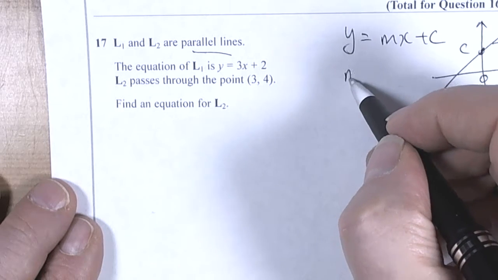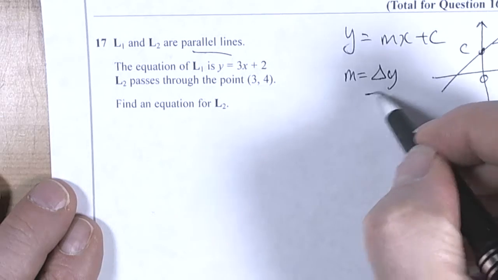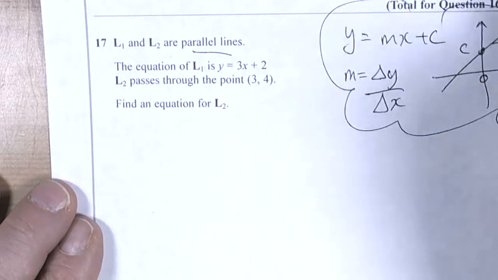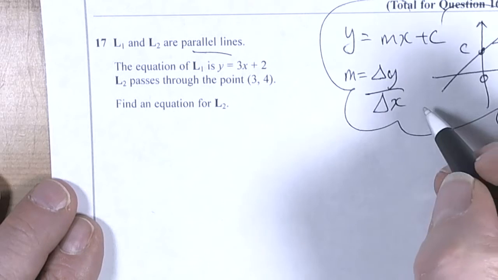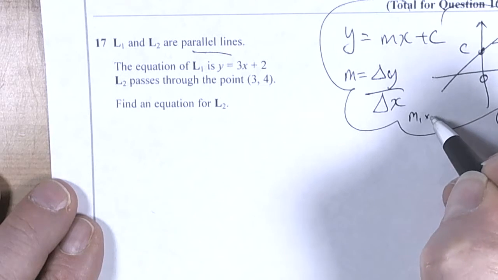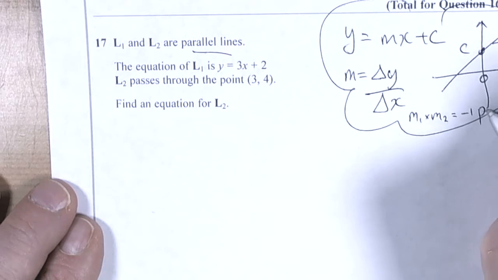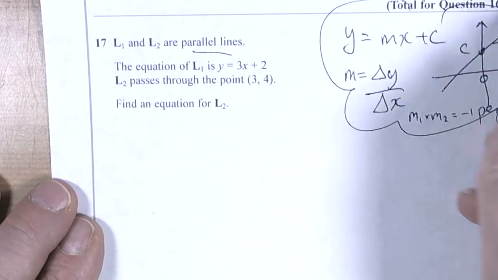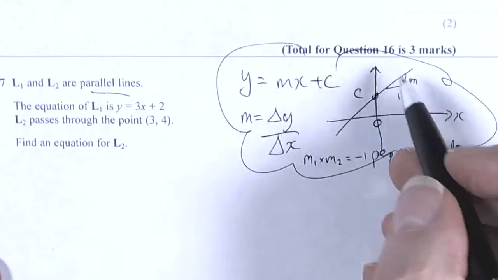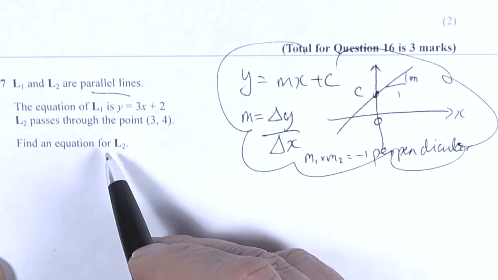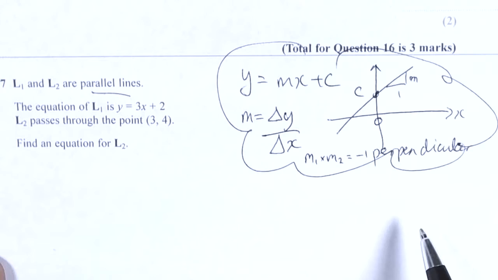And to calculate the gradient, we do the change in the y-coordinates divided by the change in the x-coordinates. So that's the standard theory that we should be thinking about. The other one with straight lines is to think of the two gradients multiplied being -1 if they are perpendicular lines. So that's the standard spiel that I'd recommend you write out as soon as you realise the question is about y equals mx plus c, straight lines and so forth.